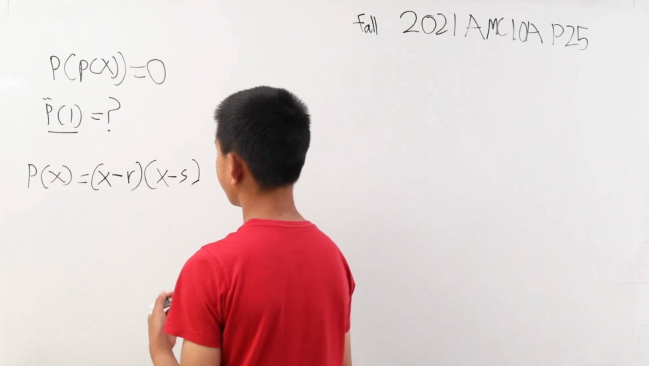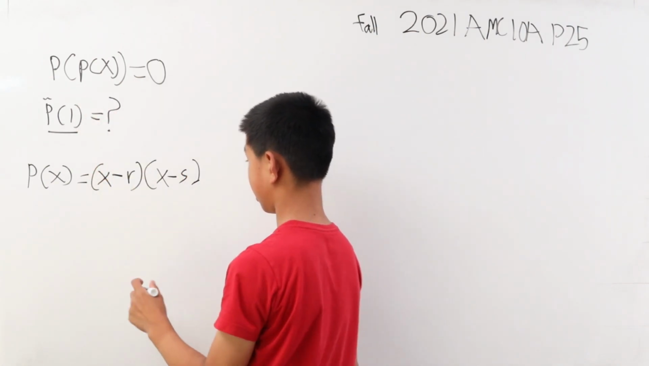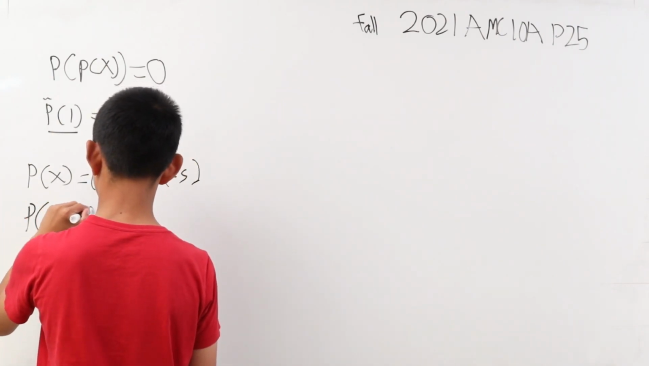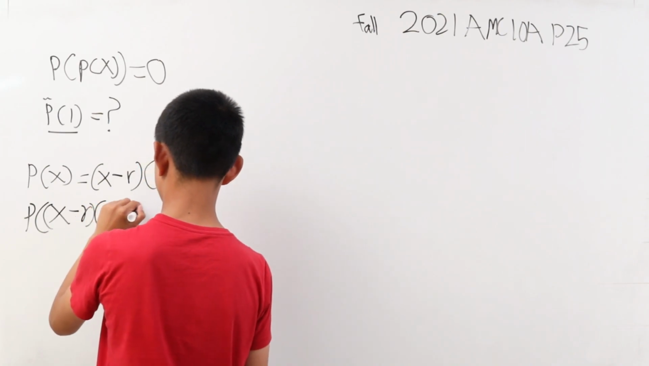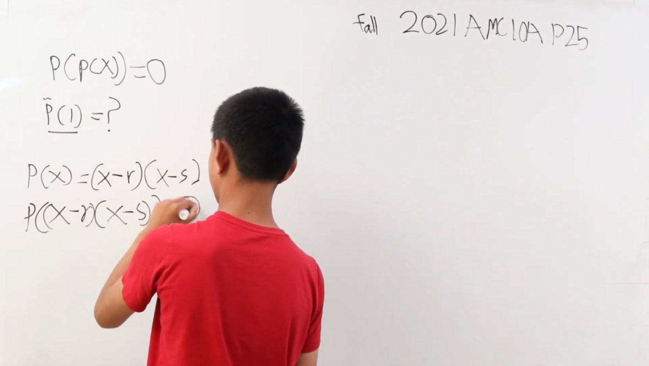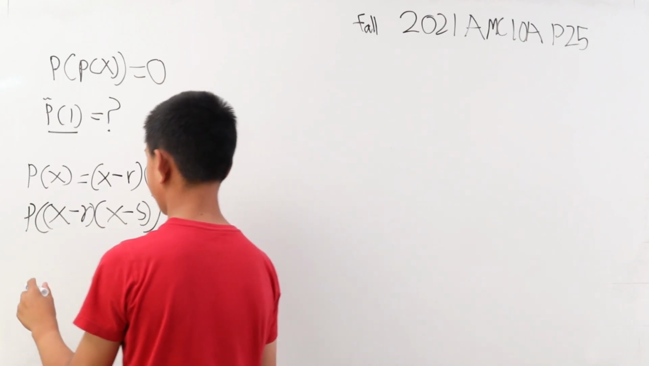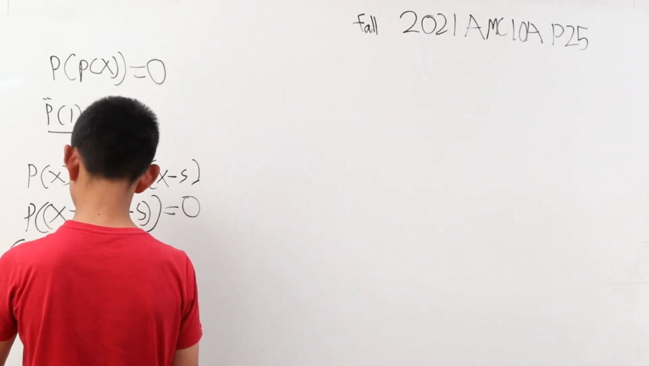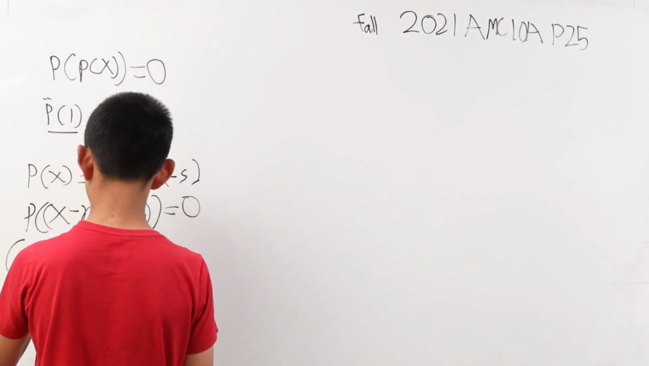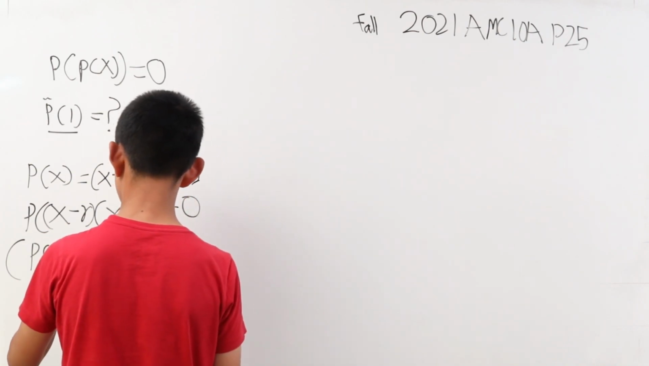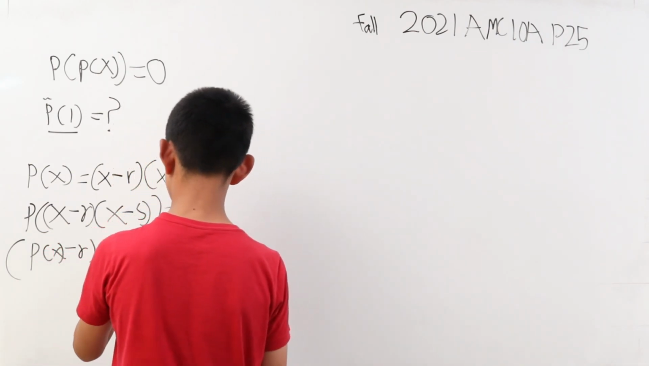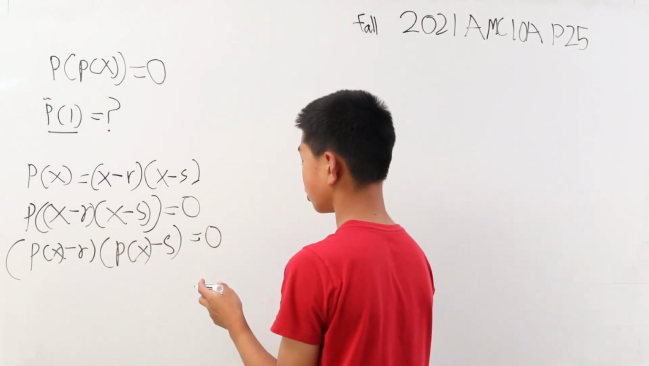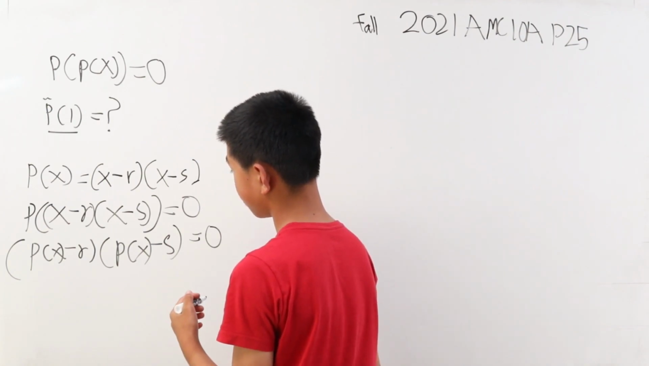Now, plugging this value of p of x in here, we have p of x minus r times x minus s, and this is 0. Now we can really just do something here. So this is p of x minus r times p of x minus s is 0. From this, we get 2 cases.